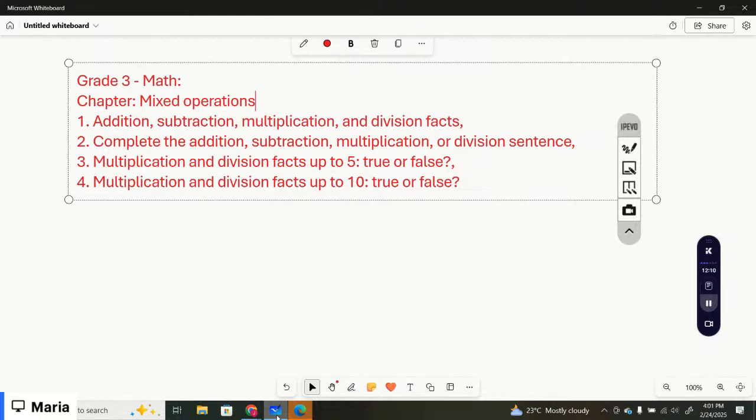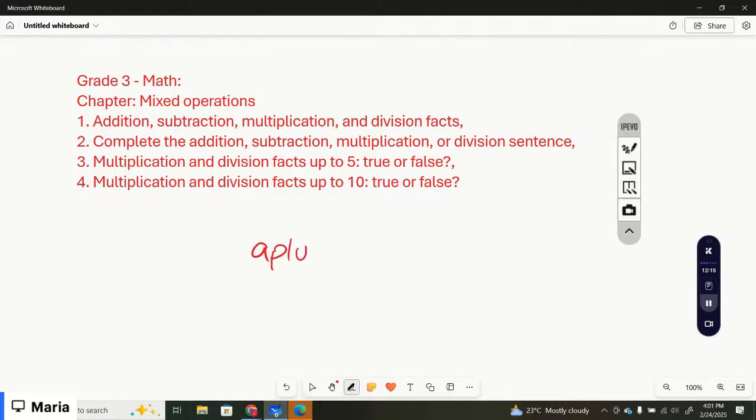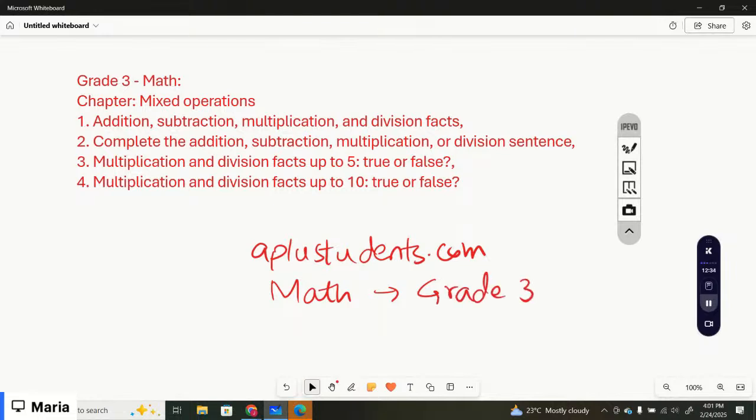You can find all the lessons on aplusstudents.com. You have to log in there using your email address, and the password is provided by the administrator. Then select math from the subject tab, scroll down to grade 3 math, and click on view all lessons. There you can find a list of the chapters.